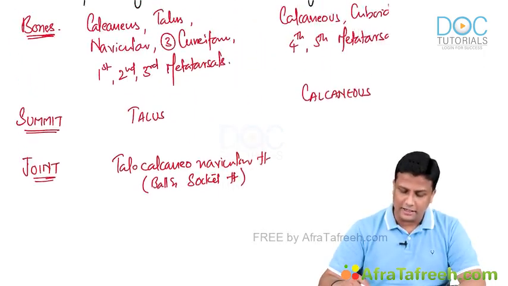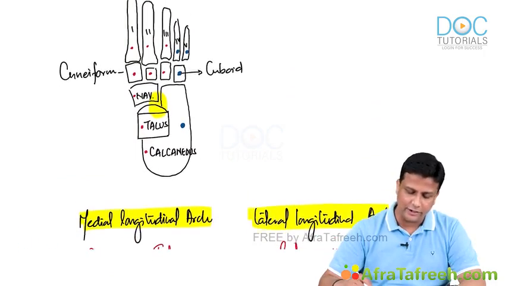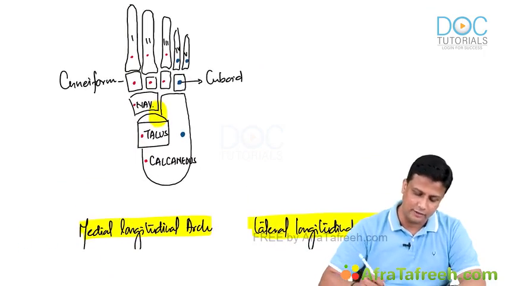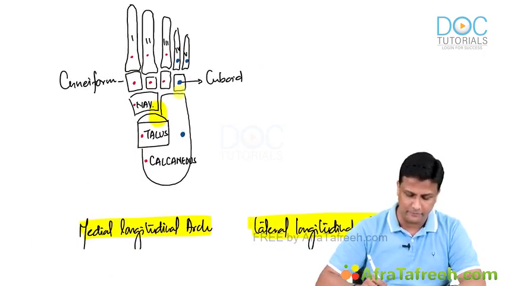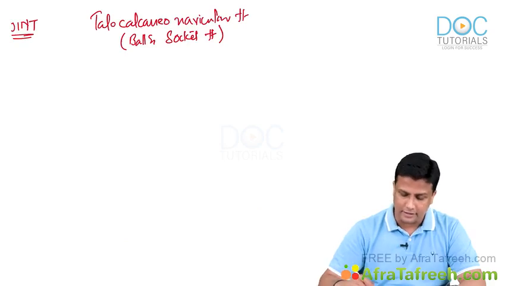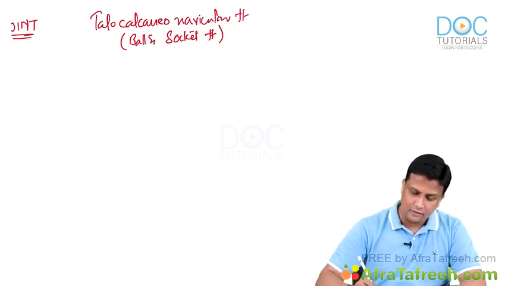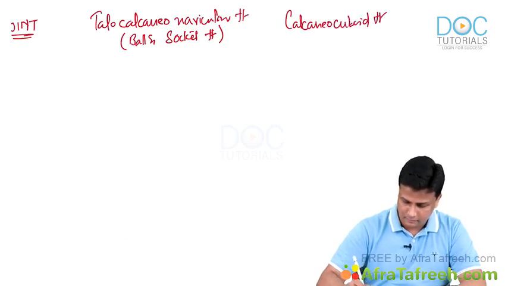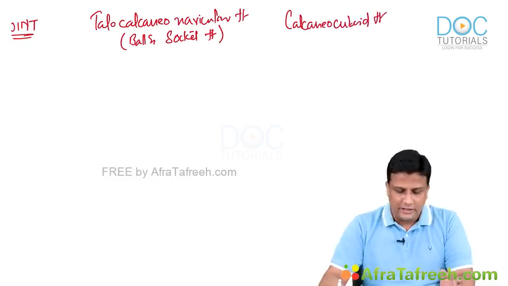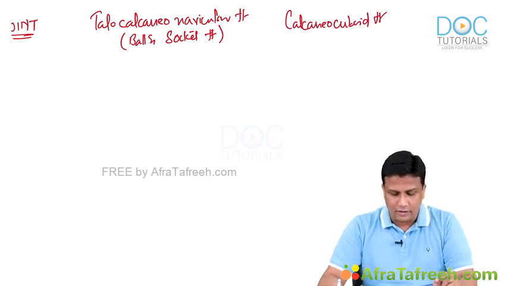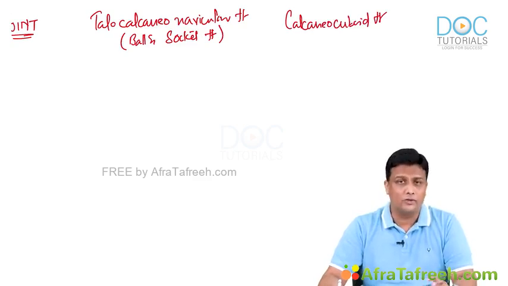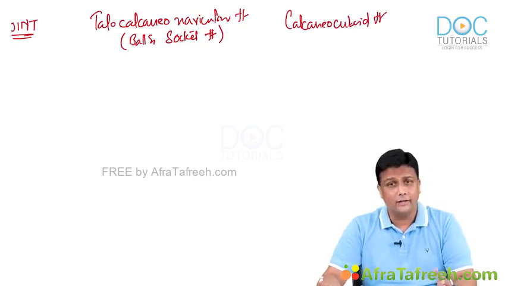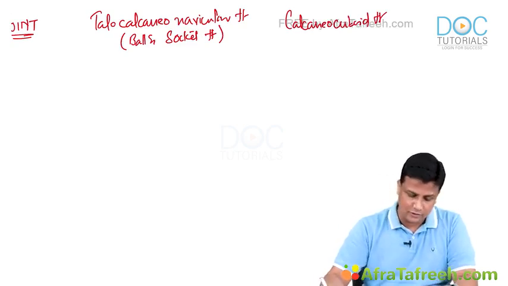Then, sir, what about the lateral longitudinal arch now? The lateral longitudinal arch, the joint that is involved here will be between the calcaneus and the cuboid. And this is very simple. That is nothing but calcaneo-cuboid joint. Fine. So, the medial longitudinal arch, the main joint that is involved is talo-calcaneo-navicular joint, ball and socket type, and calcaneo-cuboid is the joint of the lateral longitudinal arch.